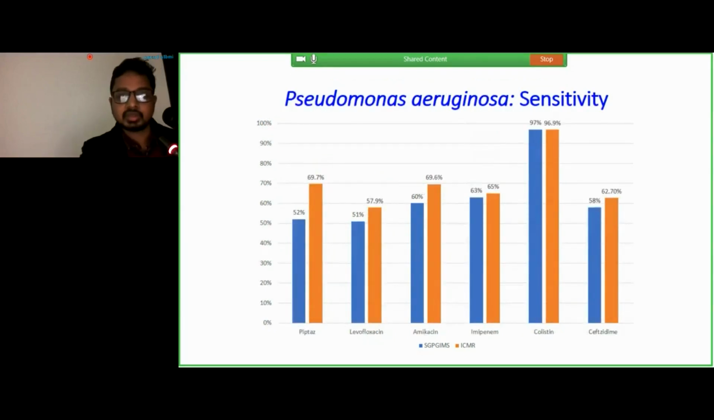Among the Pseudomonas aeruginosa cases, 97% of our isolates were sensitive to colistin, followed by carbapenems, imipenem 60% and meropenem also comparable, around 60%. Among aminoglycosides, amikacin was 60% sensitive. Ceftazidime also was very good, not ceftriaxone, but ceftazidime, with around 50%, more than half of cases sensitive. Among fluoroquinolones, levofloxacin around 51% and piperacillin tazobactam around 52%. So in Pseudomonas, although it is a major cause of hospital-acquired infection, the sensitivity is better than Klebsiella pneumoniae and E. coli.